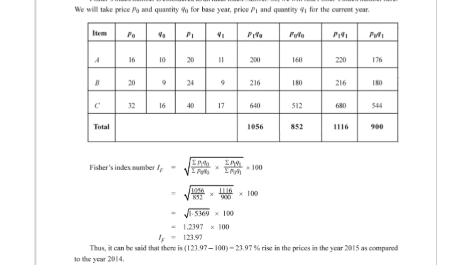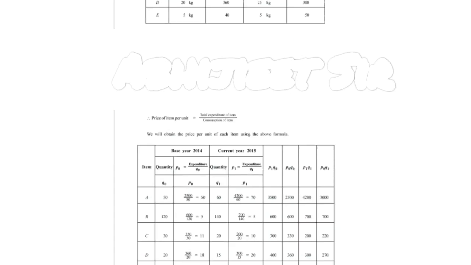So the formula for Fisher, hope you remember, under root ΣP1Q0 upon ΣP0Q0 into under root ΣP1Q1 upon ΣP0Q1. After putting in the root, whatever the answers are coming, after solving the root only see. In the root it is 1.5369. They have solved the root, then they got the answer 1.2397. After the point you have to put 4 numbers, then multiply by 100. The answer is 123.97. Once again they have interpreted the answer, which is very compulsory.